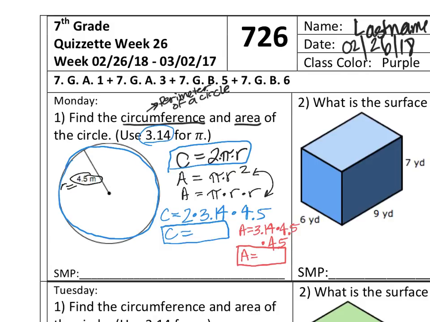The SMP I'm using here is definitely a 10 to precision. I have to be really neat. And I apologize, I didn't have a lot of room, so my work is a little sloppy. Try to do better than me, so a 10 to precision.